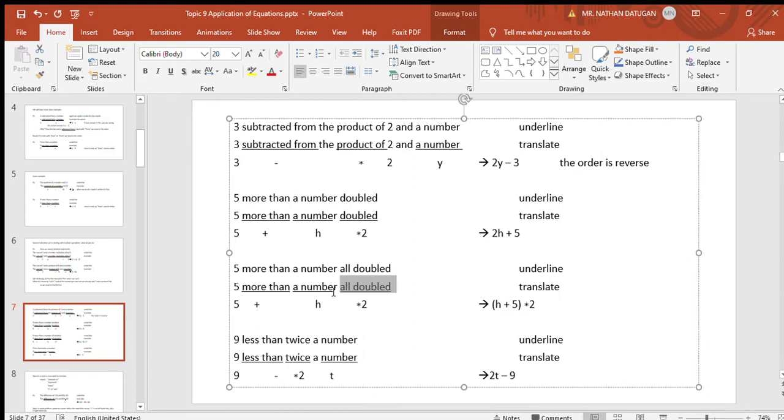But in this case, what do we do first? We do some addition first. So we have to indicate that with parentheses, just in case. I'm just explaining this part, just in case you don't know why we're doing the parentheses part. Now let's move on to the next part.